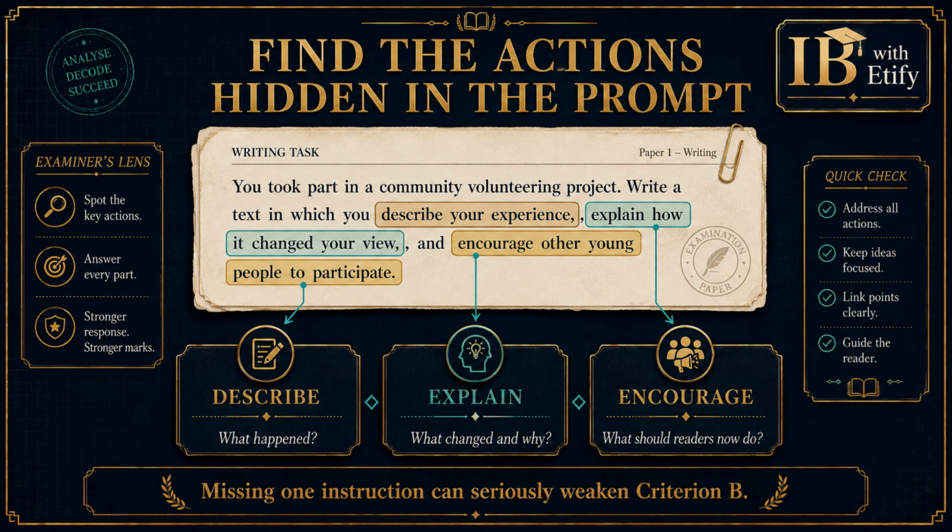For example, your school recently organized a weekend during which students volunteered with organizations in the local community. You took part and were surprised by how much you gained from the experience. You want to share what happened with other young people. Write a text in which you describe your experience, explain how it changed your view of volunteering, and encourage other young people to participate in similar activities. Notice how the task contains 3 clear actions. Describe your experience. Explain how it changed your perspective. Encourage others to become involved.